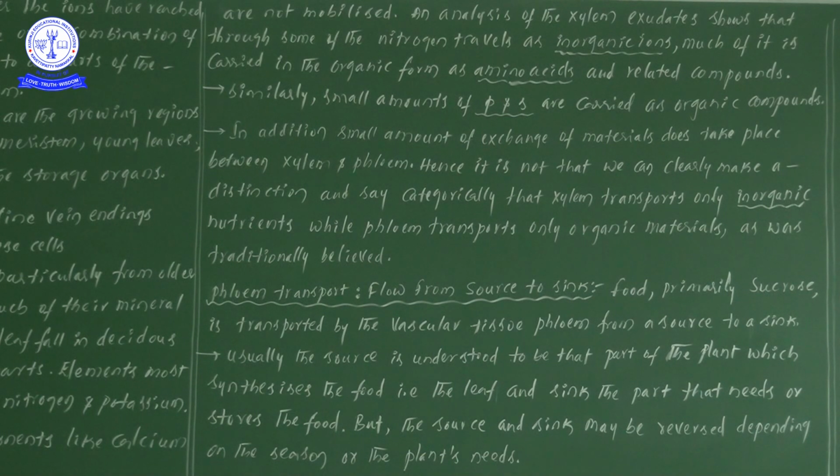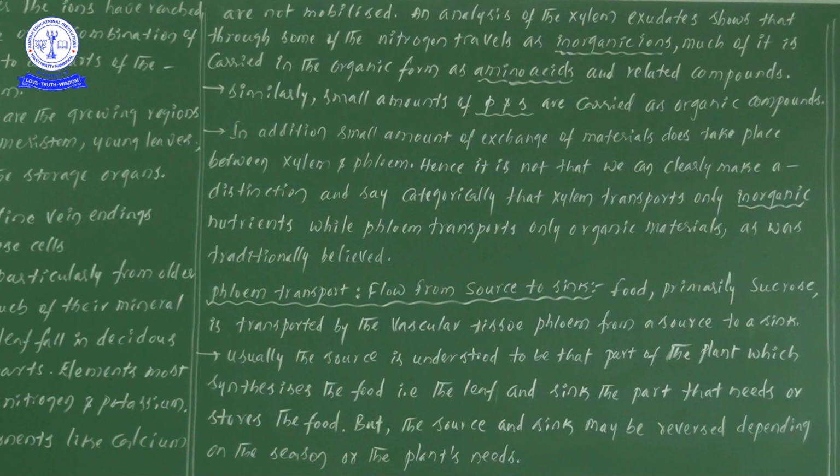Now, this one is also important, listen carefully. Food, primarily sucrose, is transported by the vascular tissue phloem. Now food is there, in a kind of food. Suppose you take a leaf, in the leaf we will see starch. Later, before it moves into the phloem members, it changes its shape, or it changes into sucrose.